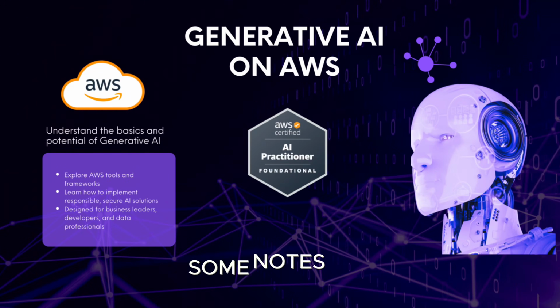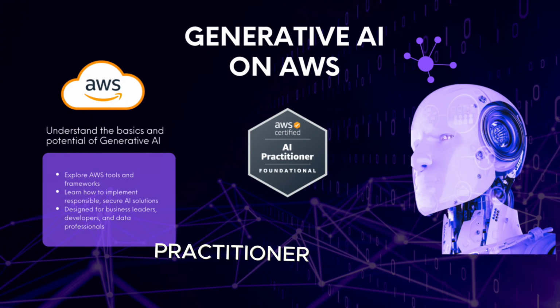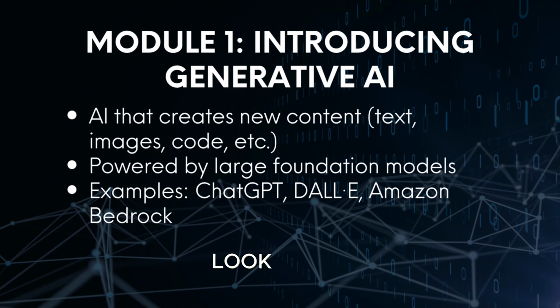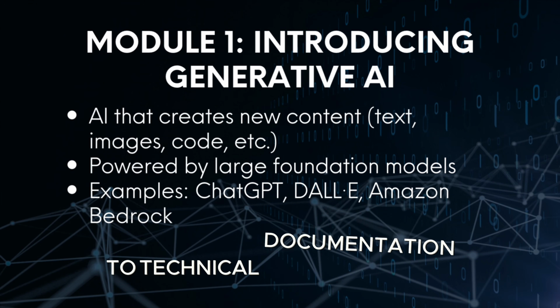Now let's go through some notes for the AWS Certified AI Practitioner exam. So first we take a look at the capabilities of generative AI. So in text, generative AI produces human-like writing, from creative stories to technical documentation.